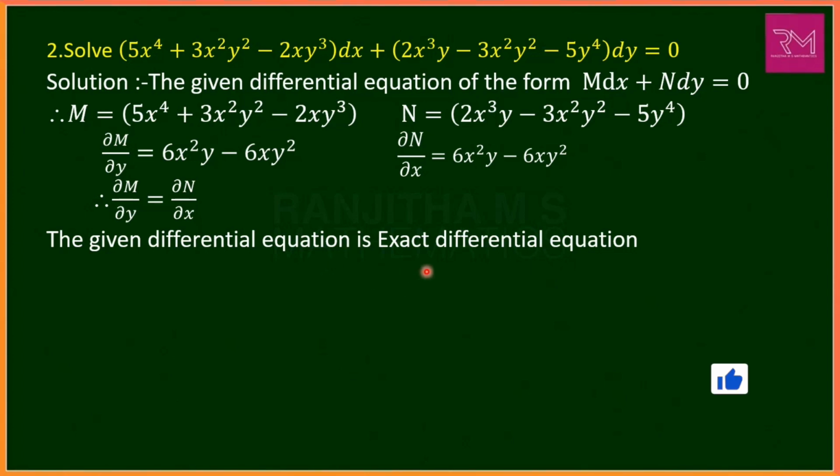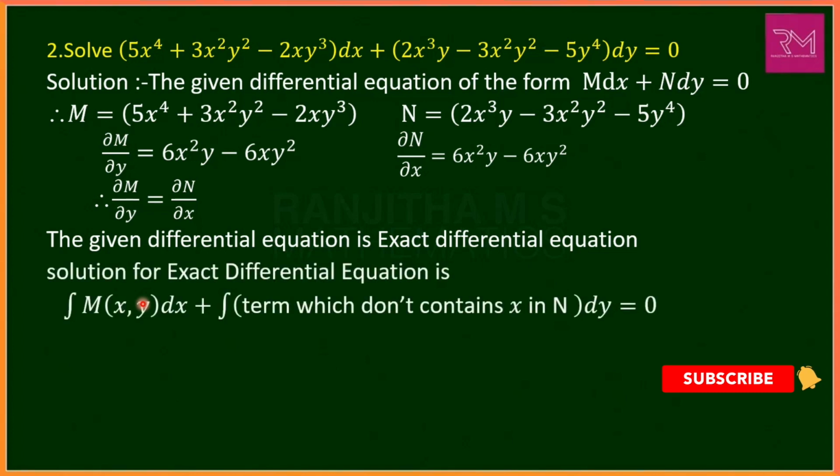Once we conclude the given differential equation is an exact differential equation, we have to find the solution for the exact differential equation, which is given by integral of M of x comma y into dx plus integral of terms which do not contain x in N into dy, which is equal to 0.